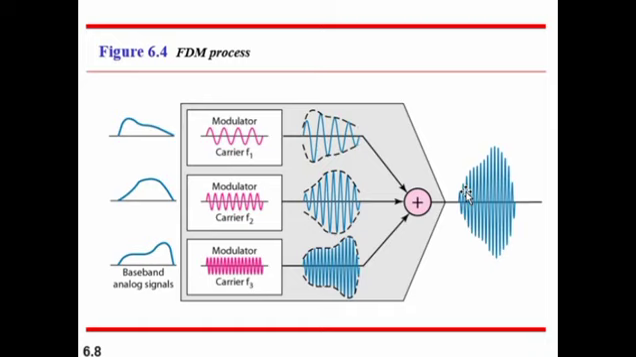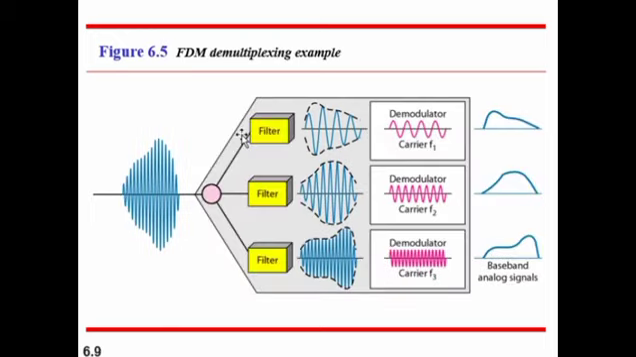Next they are passed through the filter, then the waves are filtered out. So from the envelope, the carrier wave comes out, and here the demodulator will again convert them into the individual baseband analog signals. So this is how the FDM multiplexing technique is used. This was an example to explain that.